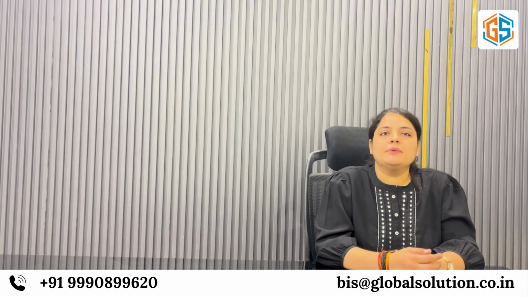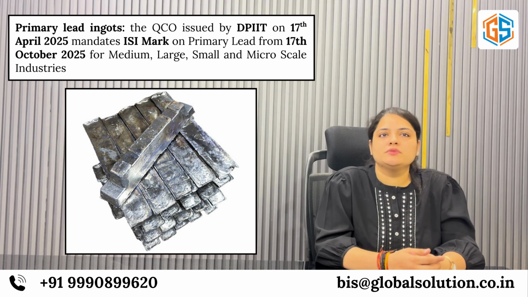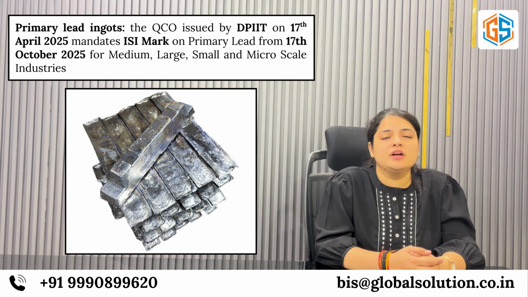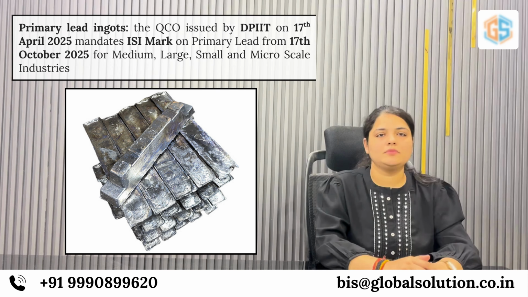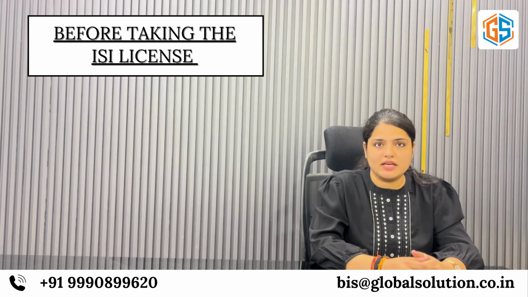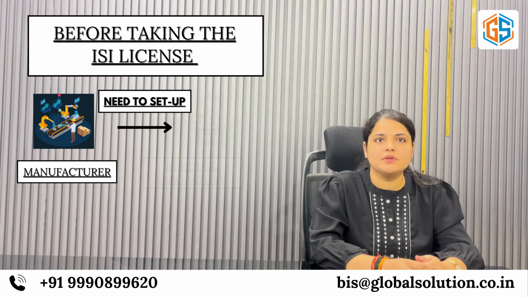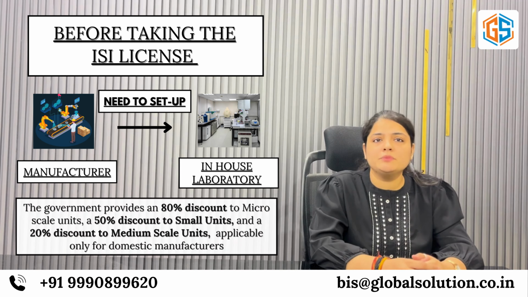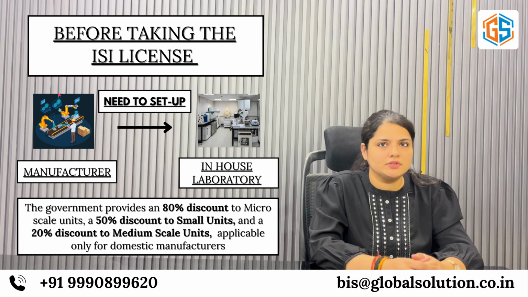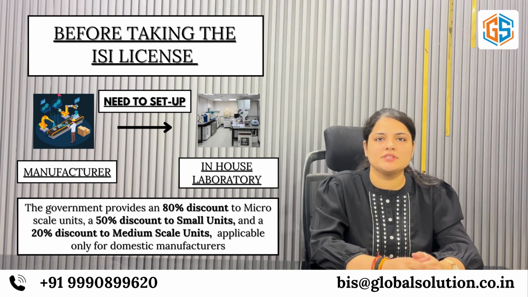foreign. Coming back to primary lead ingots, the QCO was issued by DPIIT on 17th of April 2025 that mandates ISI mark on primary lead from 17th October 2025 for medium, large, small and micro scale industries. Before taking the ISI license, the manufacturer needs to set up an in-house laboratory. Also, the government provides 80% discount to micro-scale units, 50% discount to small units and 20% discount to medium-scale units applicable only for domestic manufacturers.